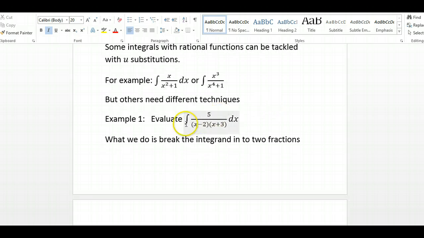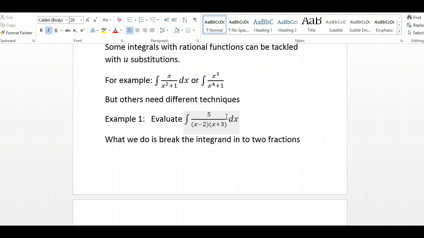But now let's take a look at this example. From example 1, let's look at this integral. Now, do we have a rational function here? Yeah, so 5 is a number, but still you can think of it as a 0-degree polynomial. So we have a number on top, and on the bottom we have a polynomial. So that looks like a good candidate for a rational function.